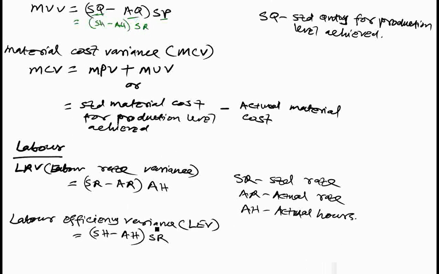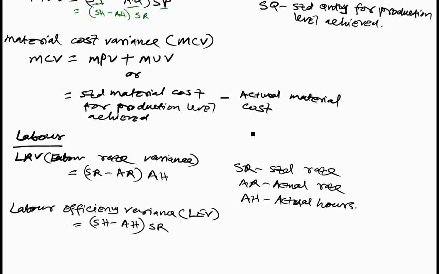Now you remember here for material, the standard quantity is standard quantity for production level achieved. The same case will be for standard hours, that the standard hours will be standard hours for production level achieved.